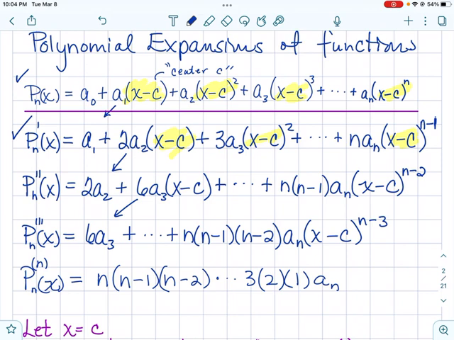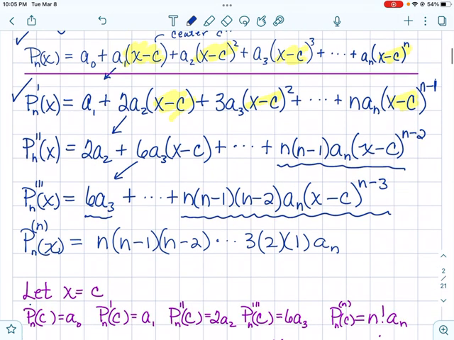Continuing to do that, you get p double prime. Remember, a's are constants. And then you start looking at this last term, and you start to see that n times n minus 1, and then p triple prime, you end up with the 6 a sub 3. And we're leaving some things out here, but you see this idea n times n minus 1 times n minus 2. And you start thinking in terms of factorials, right? So eventually, the nth degree, the nth derivative of the nth degree polynomial would look like this, okay?